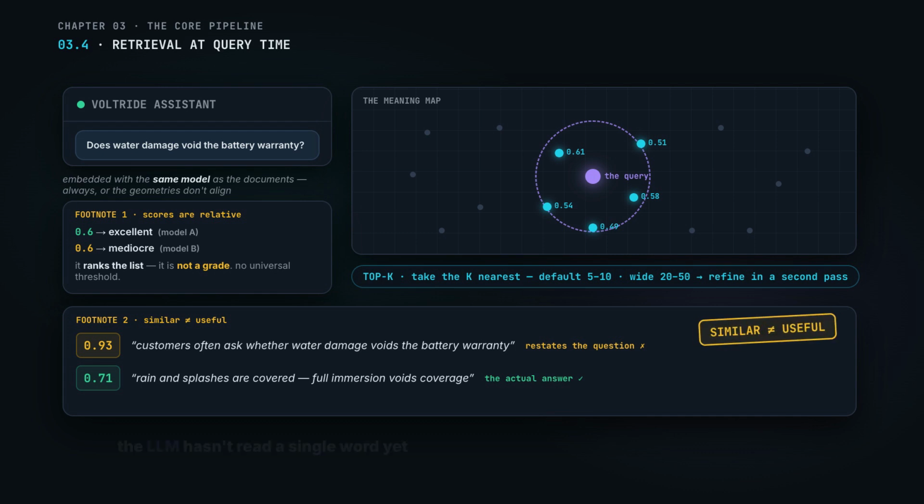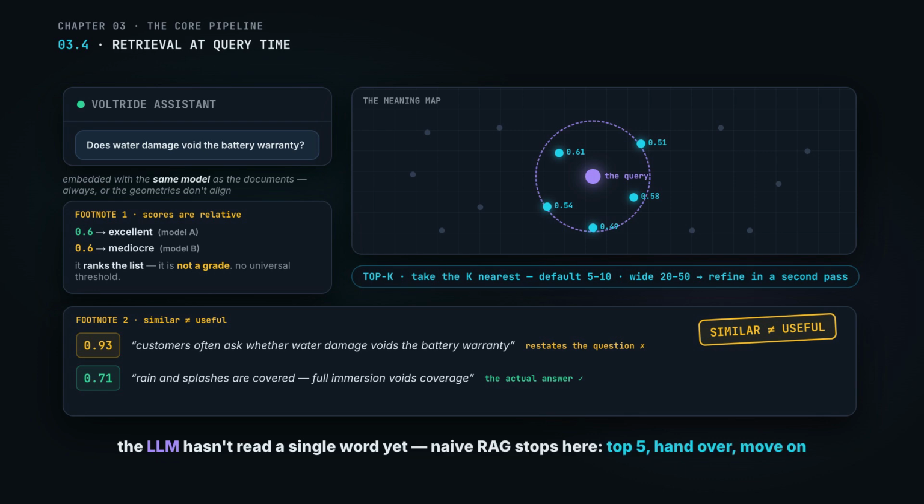And notice, the large language model has not been involved yet. All of this happens before the LLM reads a single word. Naive RAG stops right here. Take the top 5, hand them over, move on. Remember the trap it just walked past.